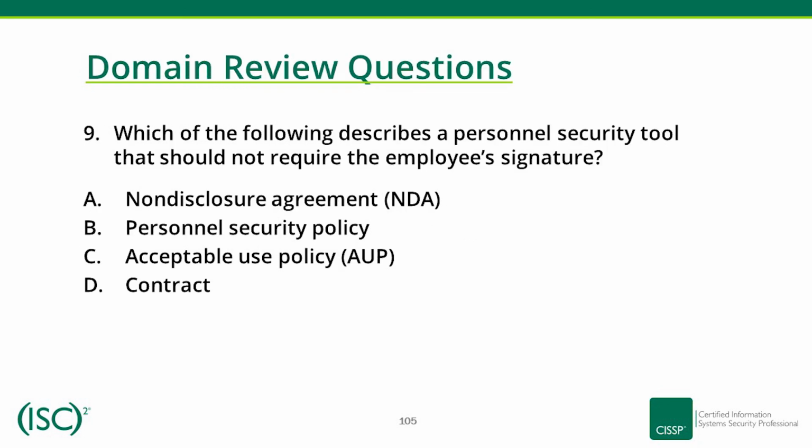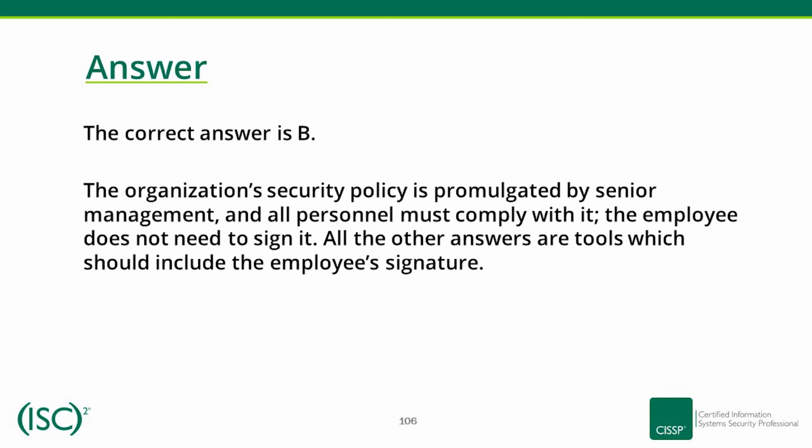Domain Review Questions. 9. Which of the following describes a personnel security tool that should not require the employee's signature? A. Non-disclosure agreement, NDA. B. Personnel security policy. C. Acceptable use policy, AUP. D. Contract. Answer. The correct answer is B. The organization's security policy is promulgated by senior management, and all personnel must comply with it. The employee does not need to sign it. All the other answers are tools which should include the employee's signature.